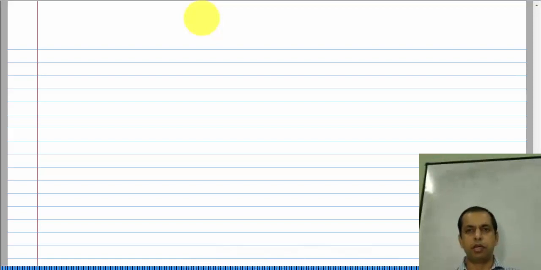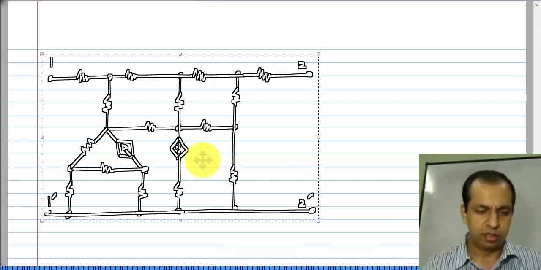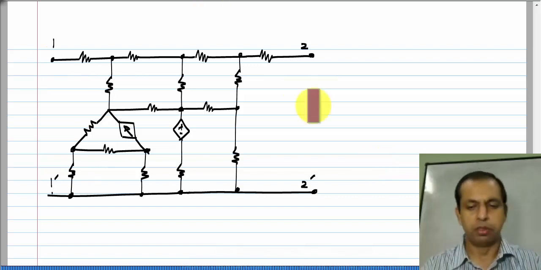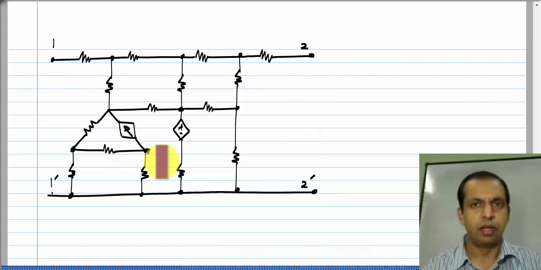In this lesson, we will look at the utility of these two port parameters. Let us say we have a complicated circuit, something like this, and it could be even more complicated than this. It could have hundreds of components. Now, I have marked these ports 1 1 prime and 2 2 prime. Let us say you are allowed to make connections only to these.